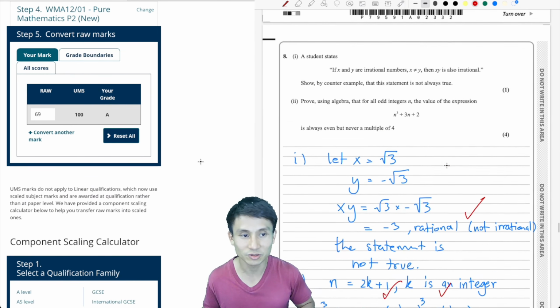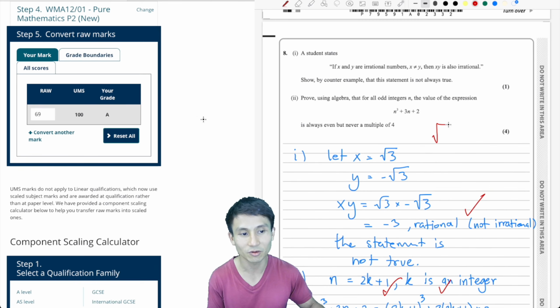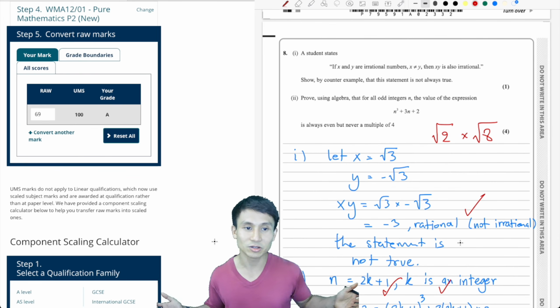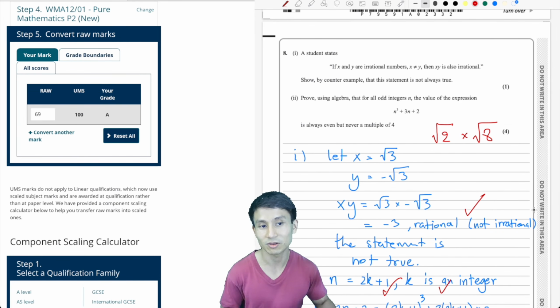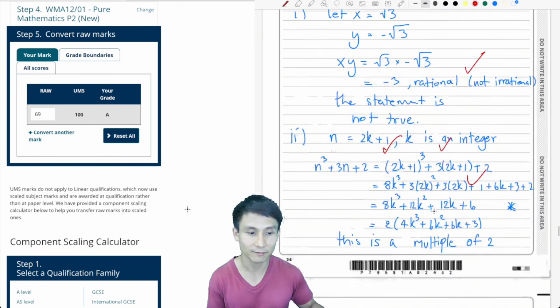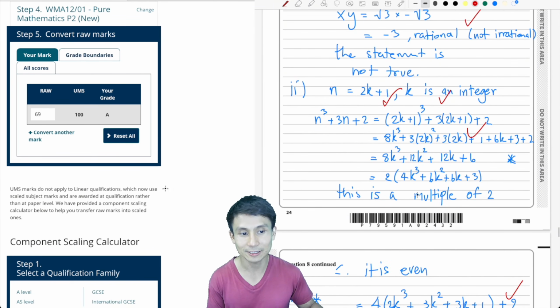Yeah, this is proof. So, I mean, I could have gone for root 2 and root 8. So they are different irrational numbers. They multiply to get root 16, which is now 4. That's still another counterexample proof there. And yeah, this is fine.